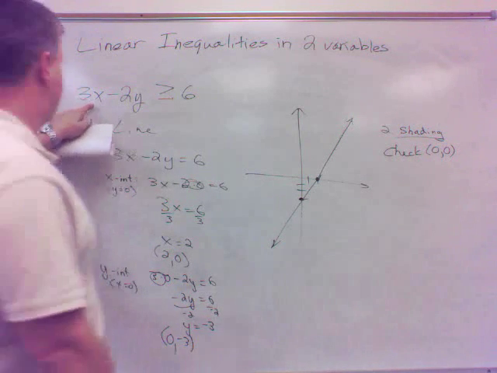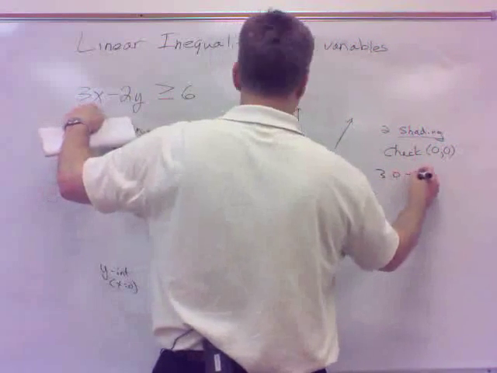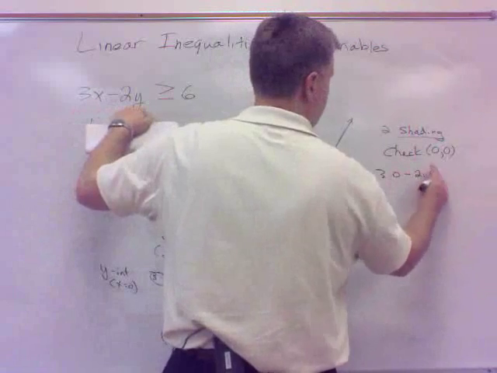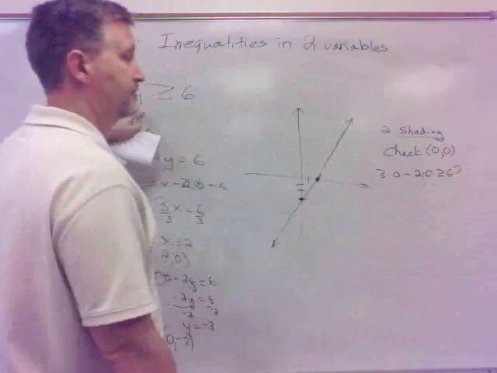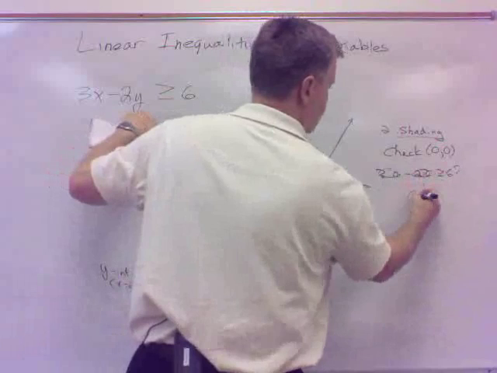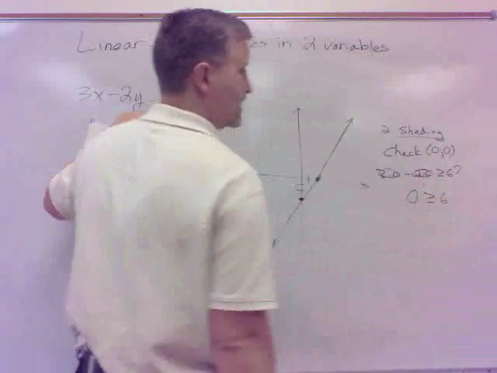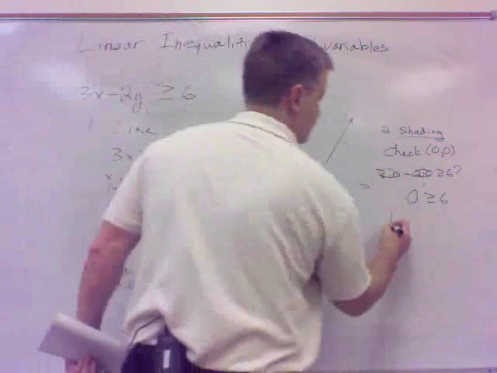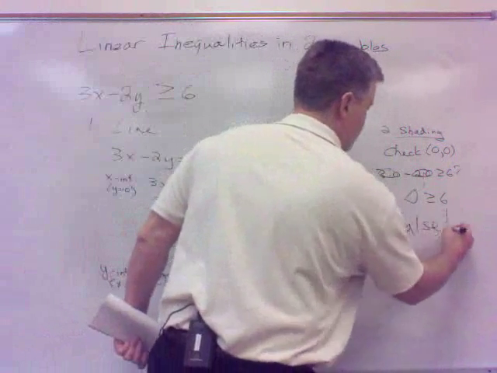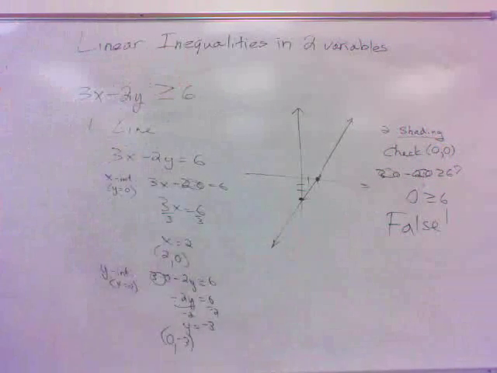All right, so let's see if 0, 0 works. So we've got 3 times 0 minus 2 times 0. Is that greater than or equal to 6? That's 0, and is 0 greater than or equal to 6? Is that true? Is 0 greater than 6? No. Not true.